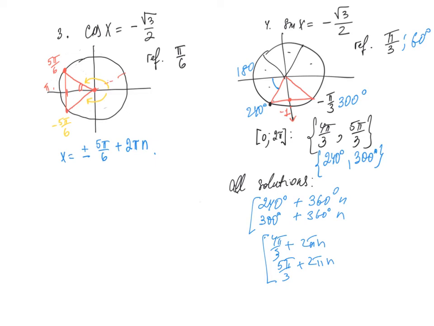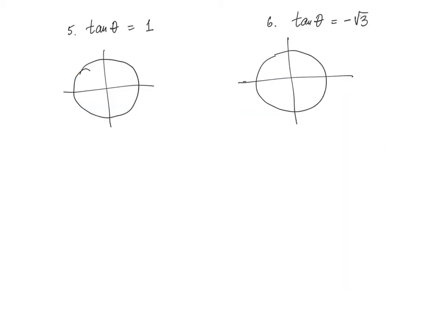Okay, let's see what happens with tangent now. Tangent actually is the easiest one to use. You will see why. So tangent equals 1. You know that the reference angle is 45 degrees or pi over 4 if it's in the first quadrant, but where else is tangent 1? Hopefully you remember my tangent line, and we can extend this to the third quadrant. That's the other one where tangent is positive.